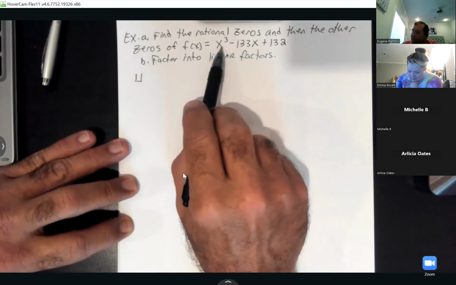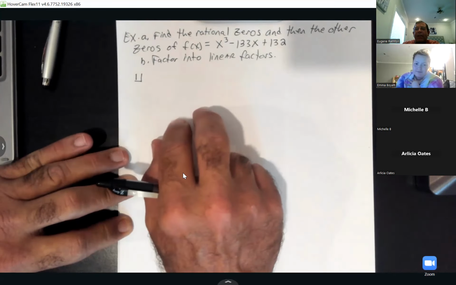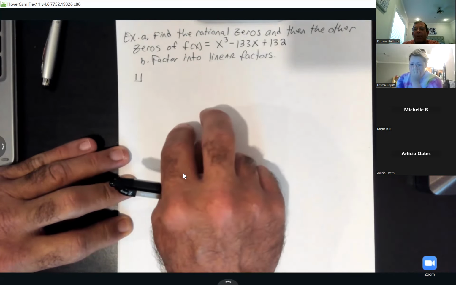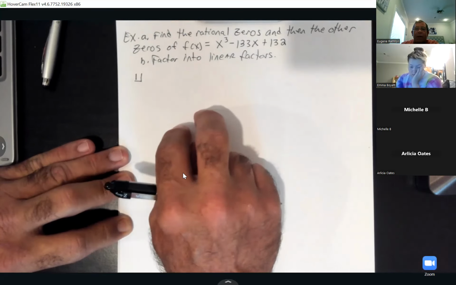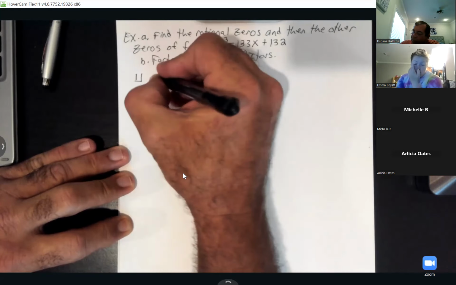Now remember, this is an x to the third. So once I do synthetic division one time, I'll have 3 numbers that I can do my quadratic stuff for, okay? Now be careful. X3 term is a 1.